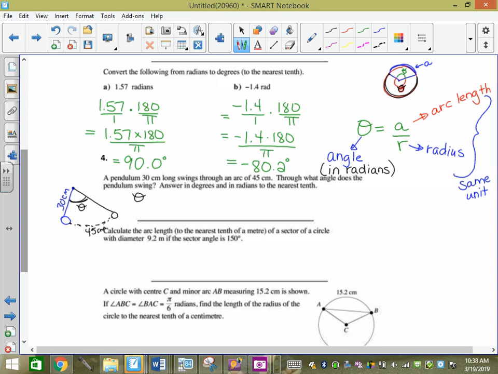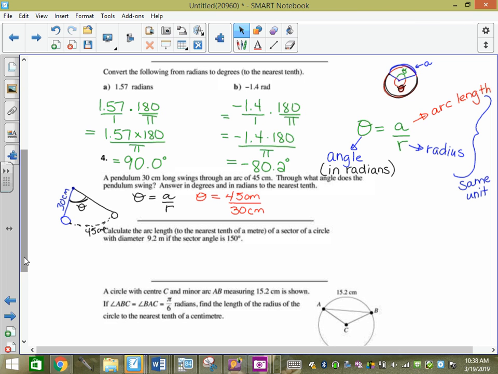So theta equals A over R. We're actually looking for theta, so we don't have to rearrange this formula. So theta equals arc, which is 45 centimeters, divided by radius, which is 30 centimeters. And our units cancel, which is great, because radians has what units? No units, right? You can have a number without any units and it's radians. So theta equals what? What's 45 divided by 30?